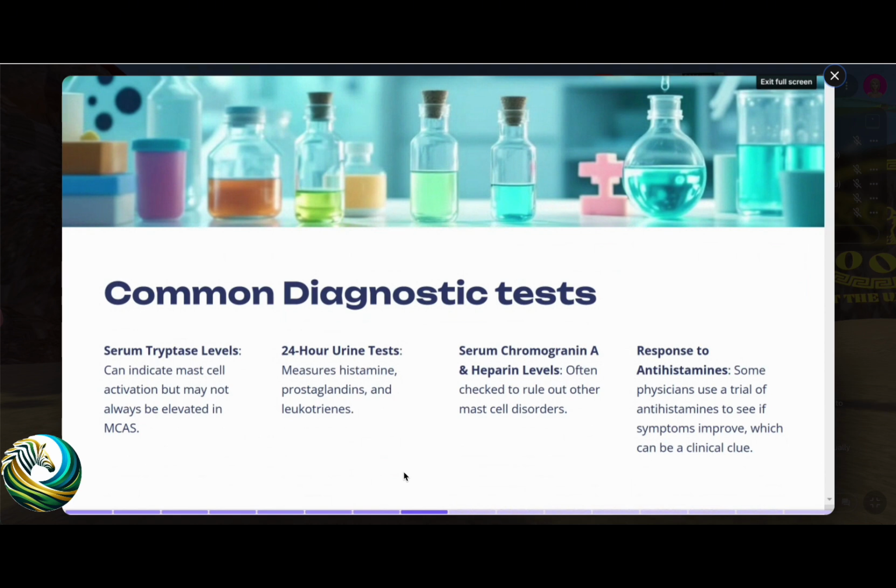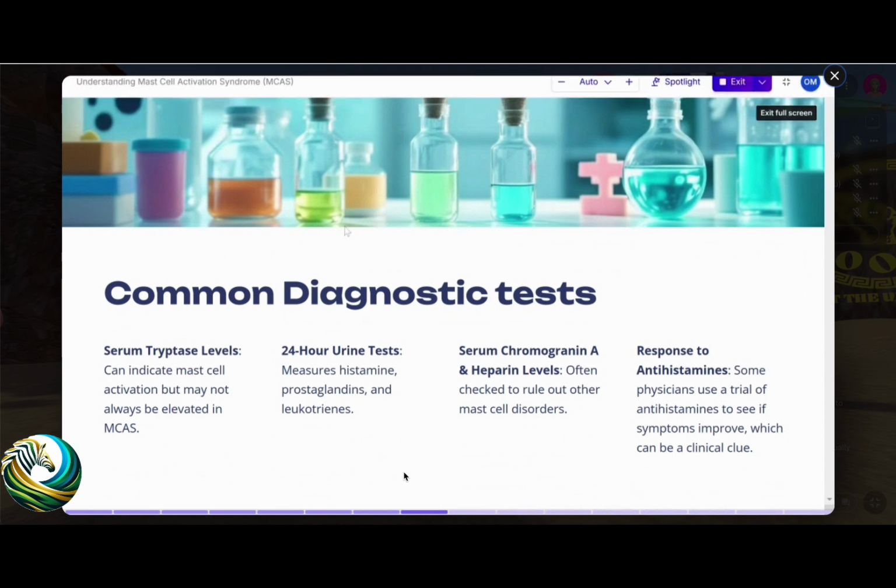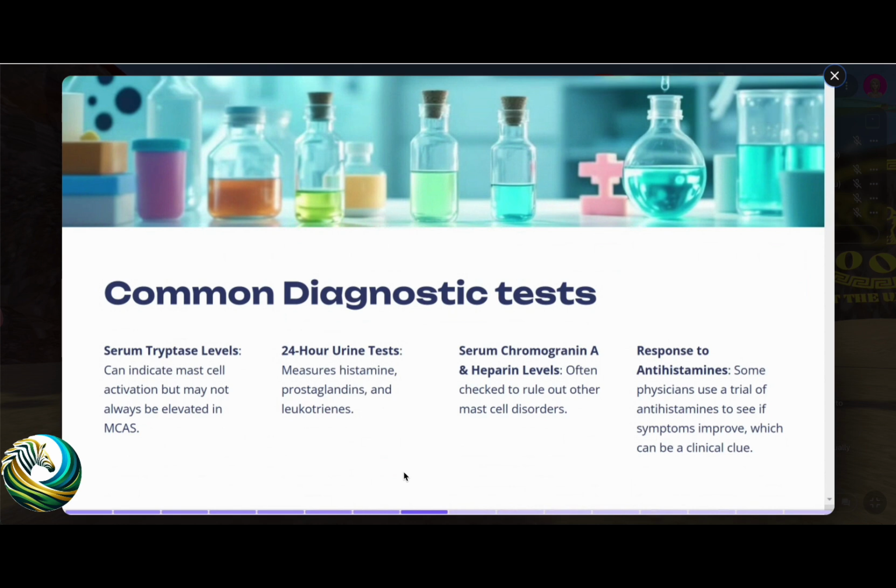But in the state of the art, what are the main tests that are done for now? First of all, serum tryptase level can indicate mast cell activation, but may not always be elevated, because this is one mediator. A 24 hour urine test measures histamine, prostaglandin, and leukotriene. The third one is serum chromogranin and heparin level, often checked to rule out other mast cell disorders.